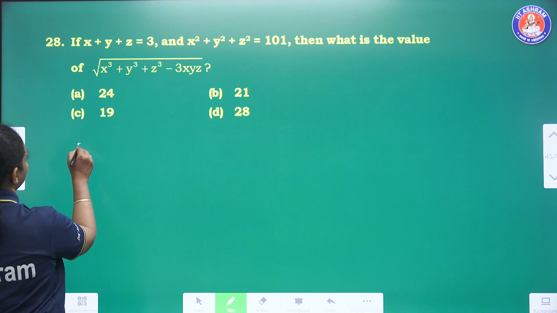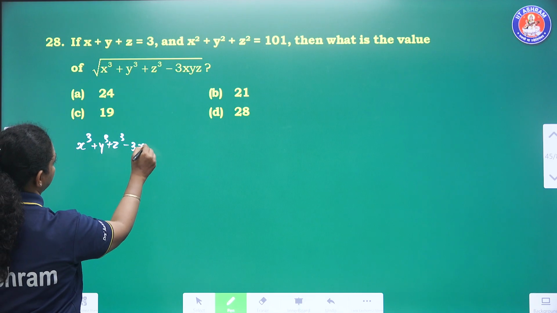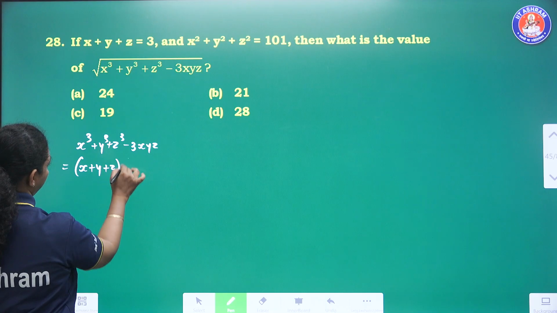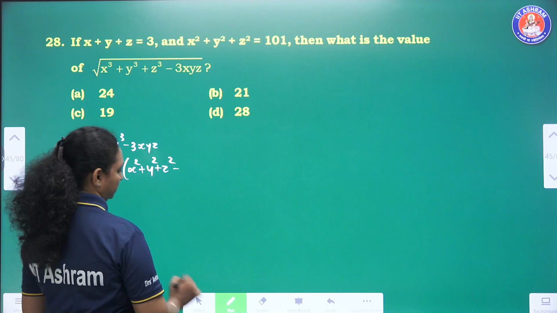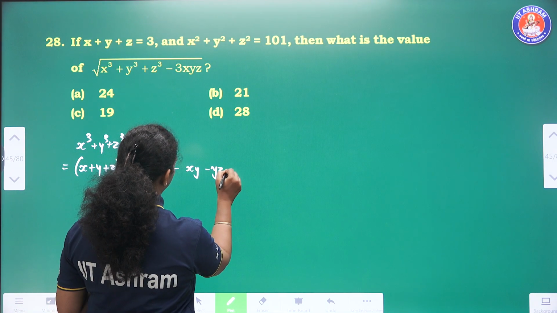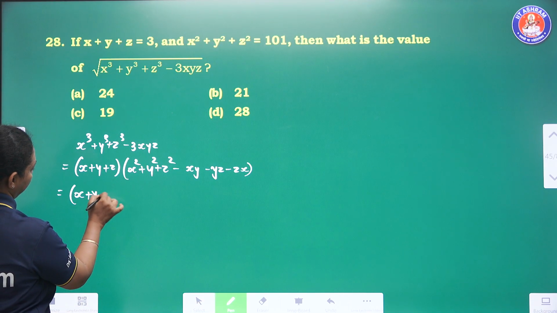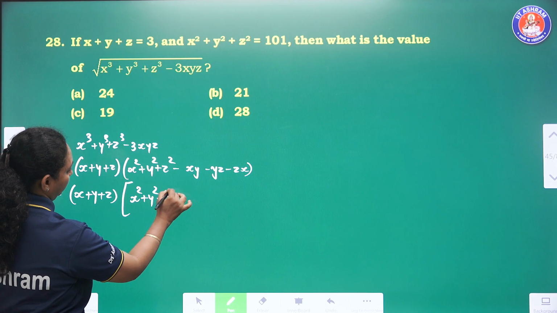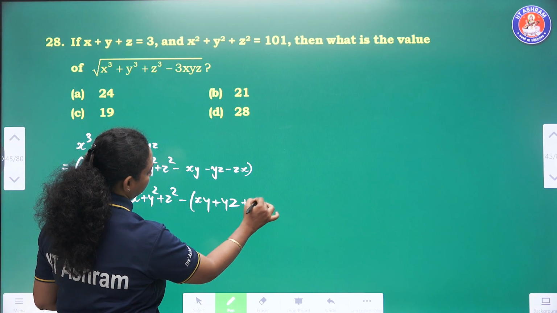We know that x cube plus y cube plus z cube minus 3xyz is equal to x plus y plus z into x square plus y square plus z square minus xy minus yz minus zx. If I further make it right in a proper way, that is x square plus y square plus z square minus (xy plus yz plus zx).